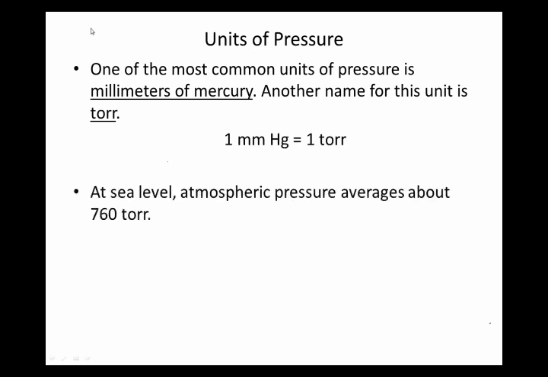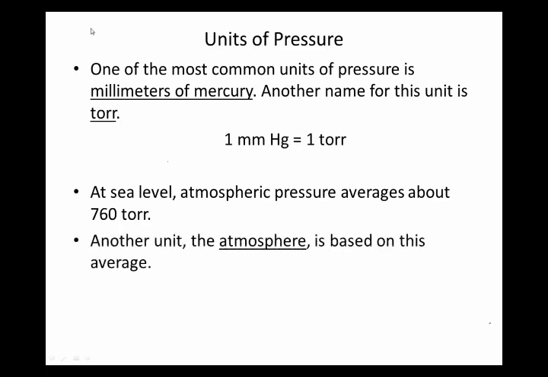At sea level, the pressure on an average day is 760 torr. We're a little above sea level here, so it'd be a little less on a given day, but it's about 760 torr. I want you to understand that the actual atmospheric pressure can change from day to day, right? It's not always 760. It fluctuates. However, because of this average, we have a unit based on the average called the atmosphere.